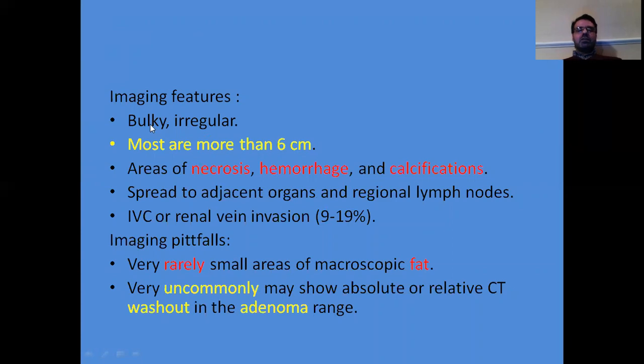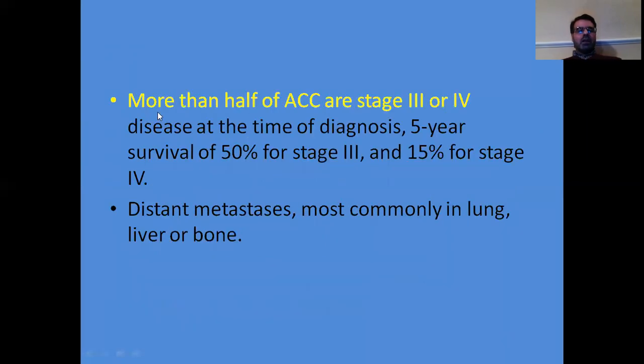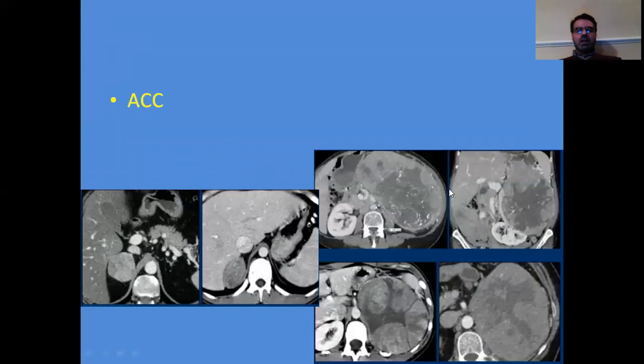Imaging features: usually it's a very huge, very big mass, and most are more than 6 centimeters. More than half of adrenal cortical carcinomas are stage 3 or 4, so it's aggressive. These are examples of a huge primary adrenal carcinoma.